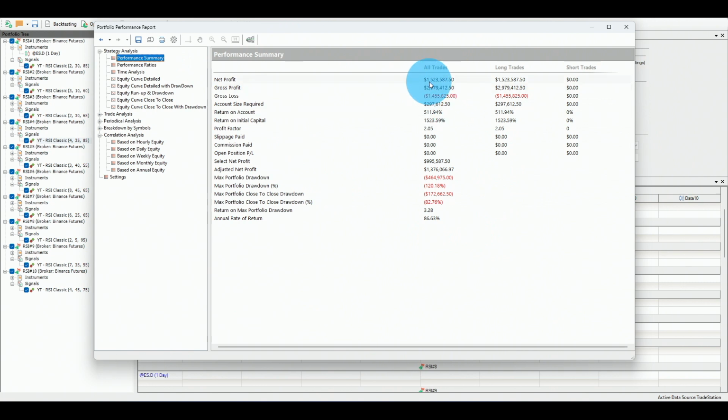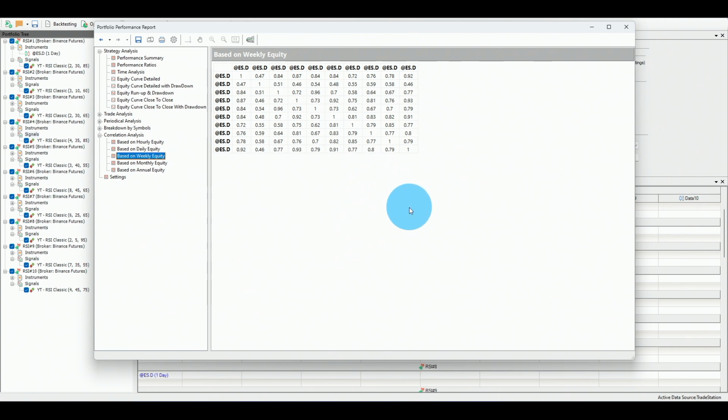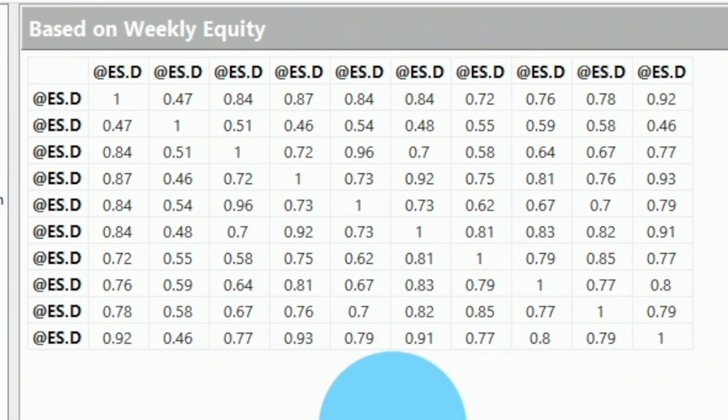This is what we get. It's about 1.5 million, 3.2 return to drawdown ratio. Now, first, I want to draw your attention to the correlation matrix here. And even though we are using the same instrument, the same strategy, which is the RSI, I'm only changing different periods and levels. And look at these correlations. I know we have some of them like 93 correlated, but a lot of them are less correlated. So for example, look at this one, 0.47, 0.51.